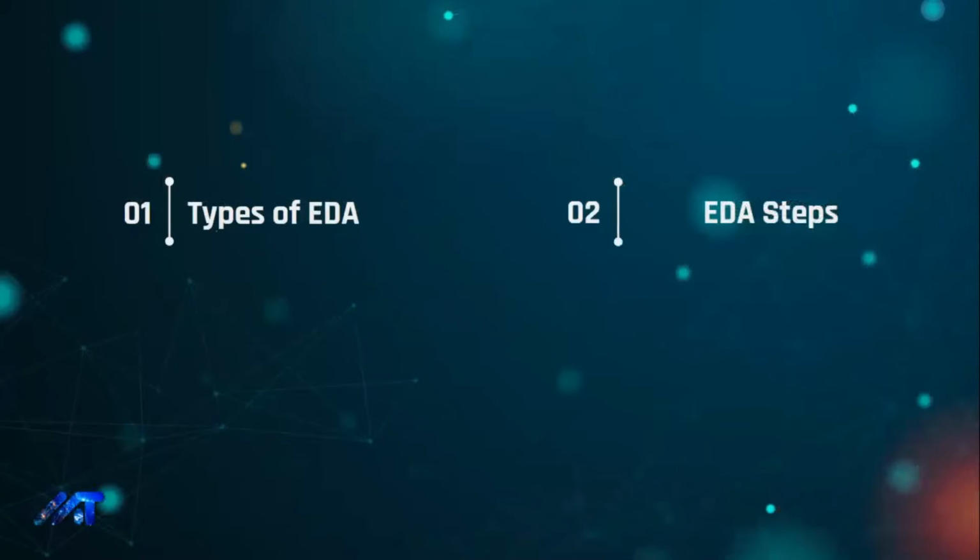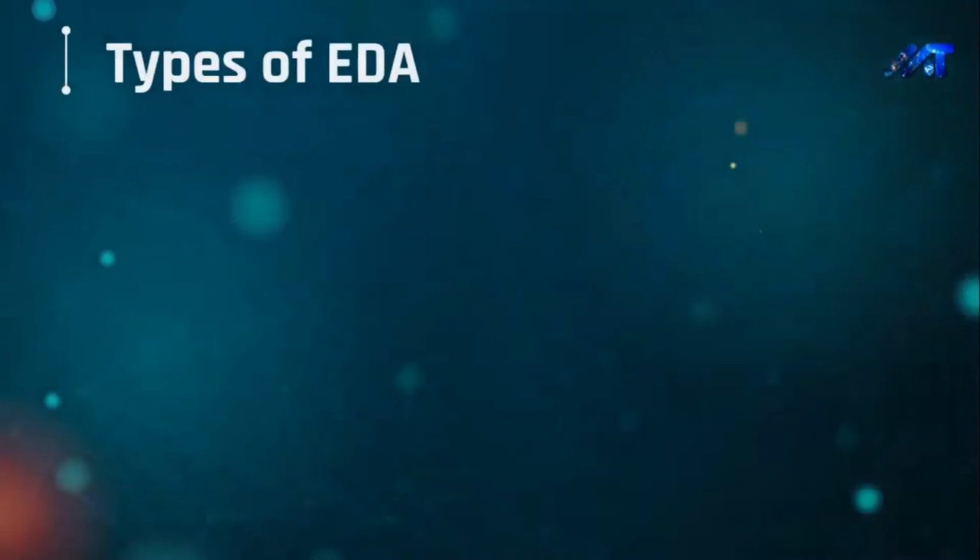In this video, we will talk about types of EDA and the steps to perform EDA. EDA can be broadly divided into two categories based on the number of variables.